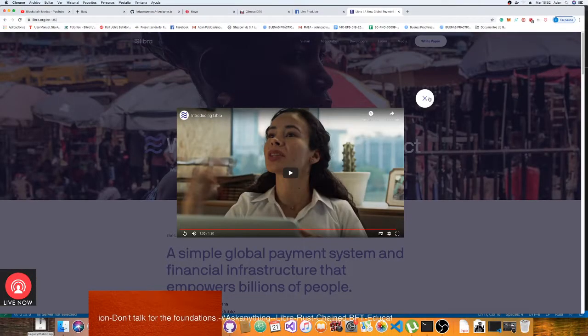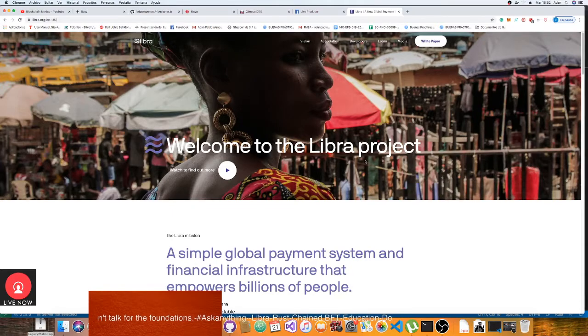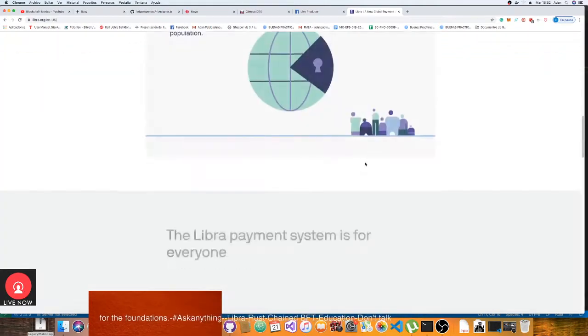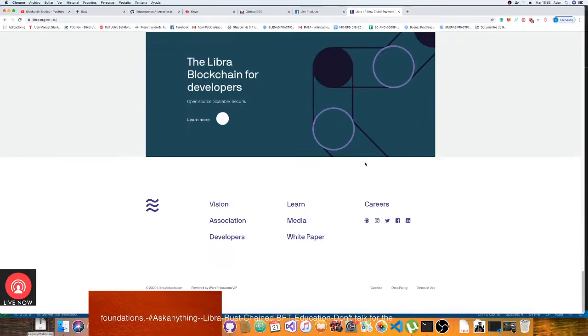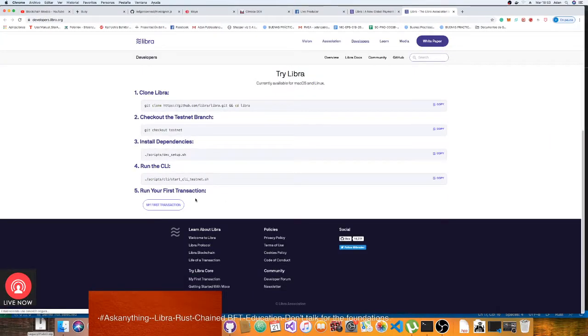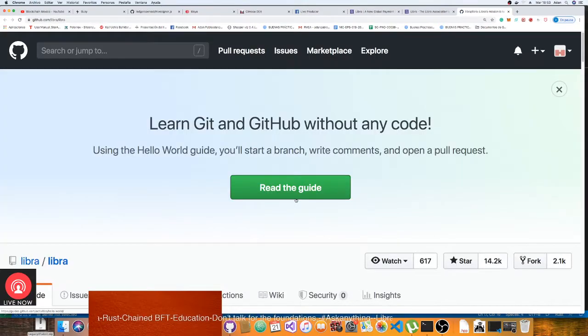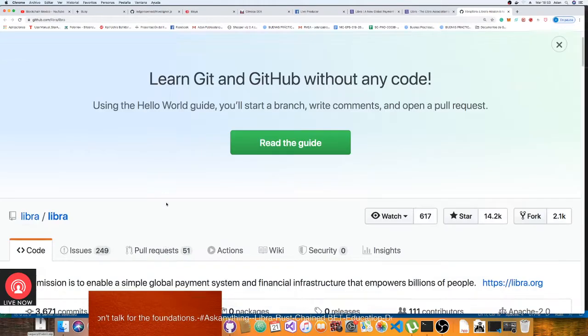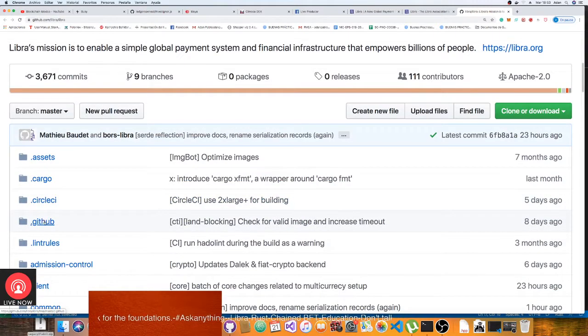So let's move to see under the hood what Libra is. This is the developer area, the GitHub repo. We saw in other videos different protocol specifications of the Libra project. This is a video about the chained BFT that is a part of the Libra project, the Libra BFT protocol, which is a variant of the HotStuff protocol.